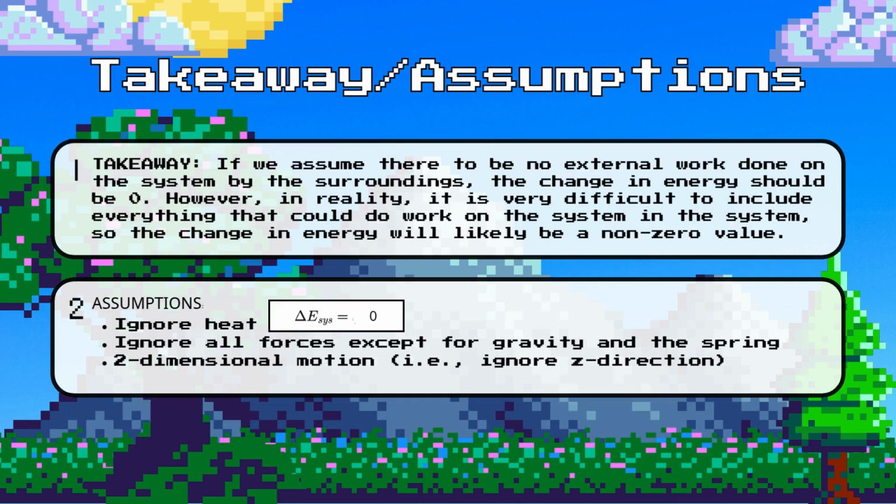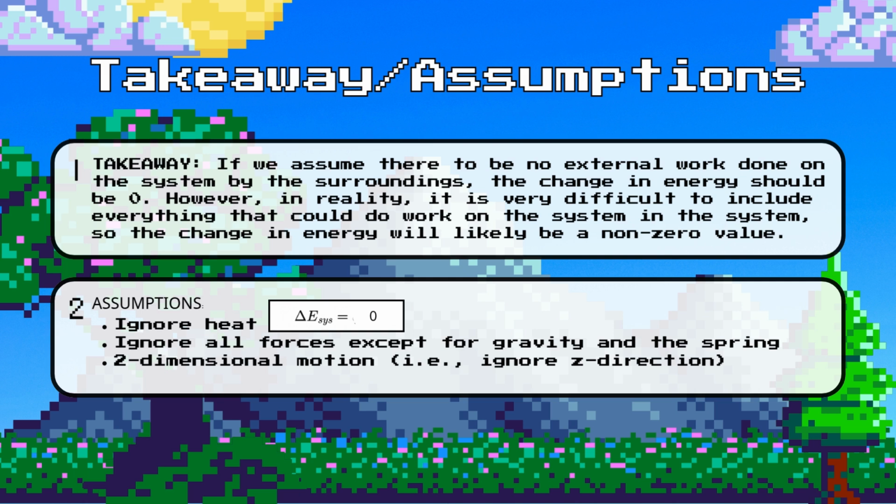The key takeaway from our experiment is that if we assume there to be no external work done on the system by the surroundings, the change in energy should be zero. However, in reality, it is very difficult to include everything that could do work on the system in the system, so the change in energy will likely be a non-zero value.